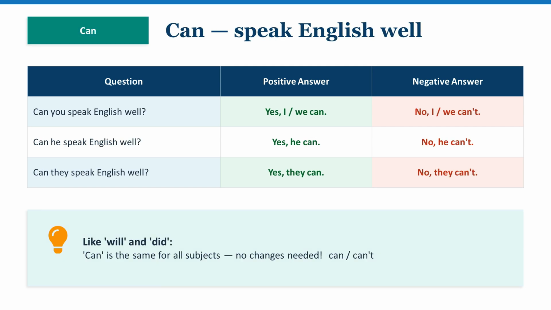Our last example is with the modal verb, can. Can you speak English well? Yes, I can. Or, no, I can't. Can he speak English well? Yes, he can. Or, no, he can't. Can they speak English well? Yes, they can. Or, no, they can't. Just like will and did, can does not change based on the subject. It stays the same for I, he, she, we, and they. The negative form is can't, which is short for cannot.